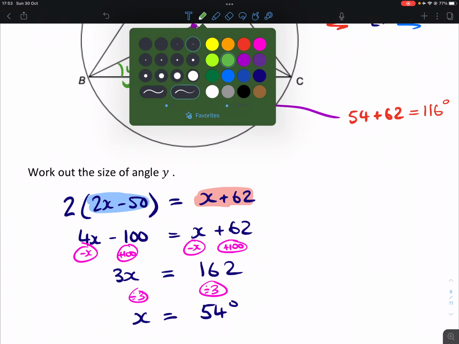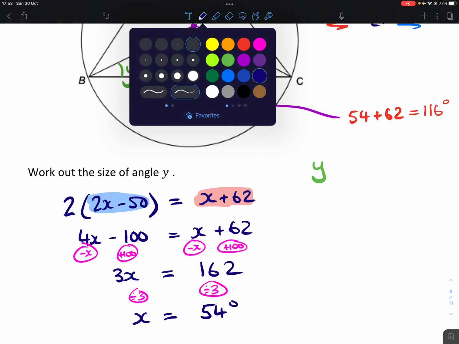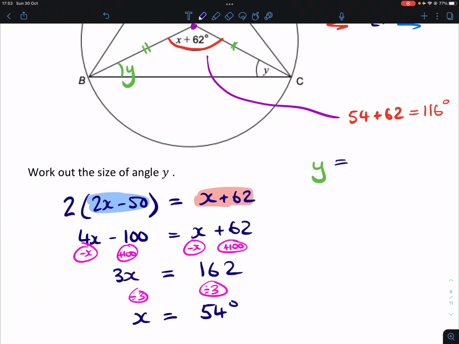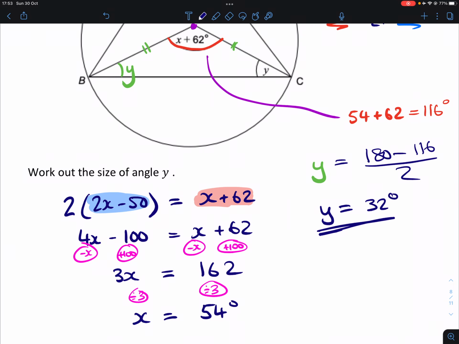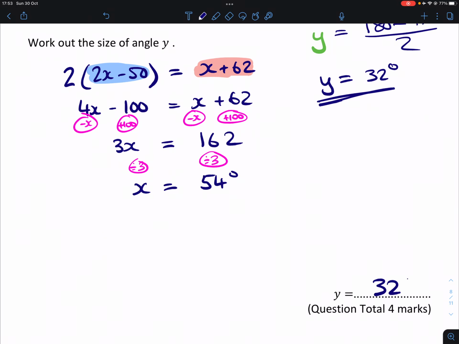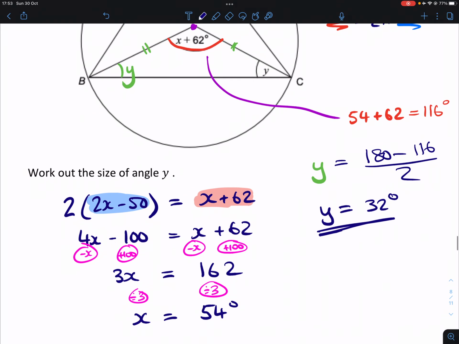And then in order to figure out what y is, in no particular order, it doesn't matter how you do this, I'm going to do it as 180, take away that 116 and then half it. Or you could write 2y equals 180 minus 116, or you could write it as y plus 116 equals 180. However many steps you need, you do what you're comfortable with. And then from this, you end up with 32 degrees is going to be the size of angle y. No reasons needed to be given here, so we are done.